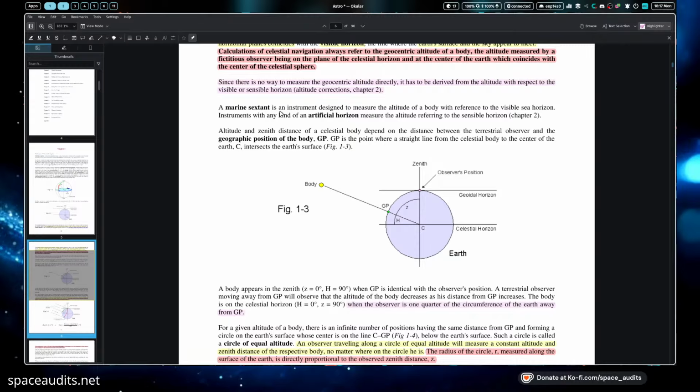So a marine sextant is an instrument designed to measure the altitude of a body with reference to the visible horizon. Instruments with any kind of artificial horizon measure the altitude referencing the sensible horizon.